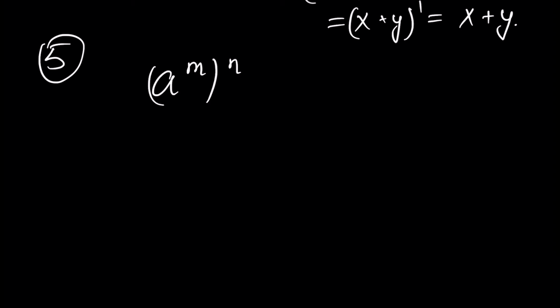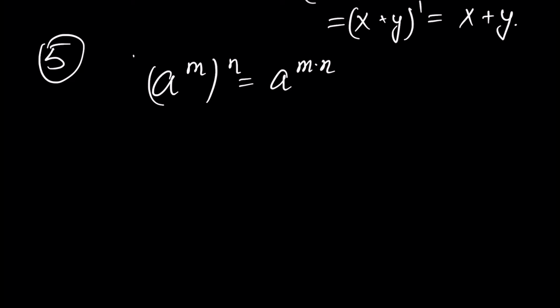When we have power of a power, multiply exponents. So a to the power m, and this is to the power n, this is just equal to a to the power m times n.